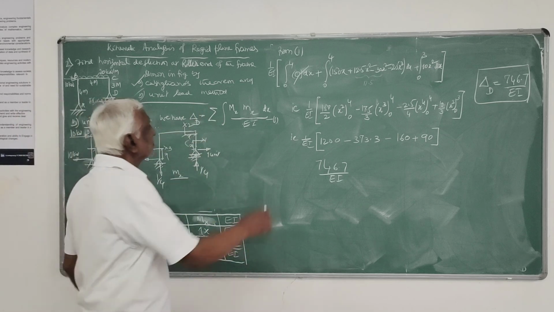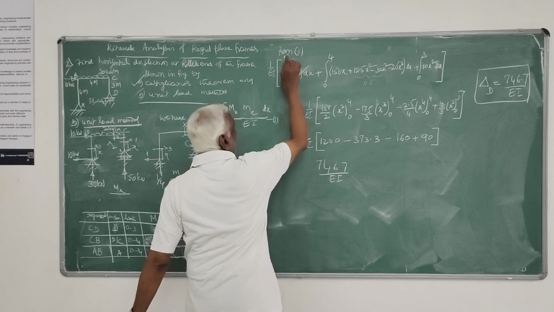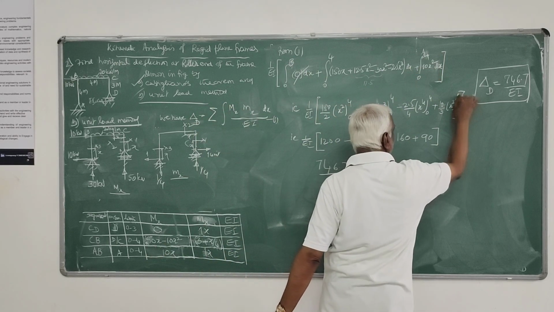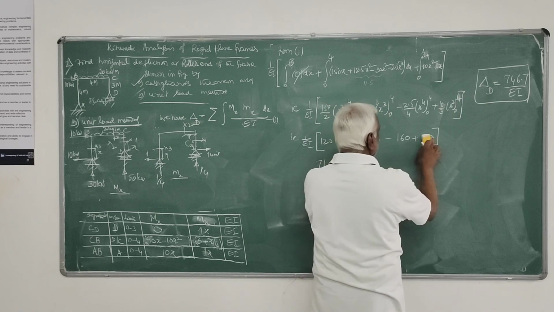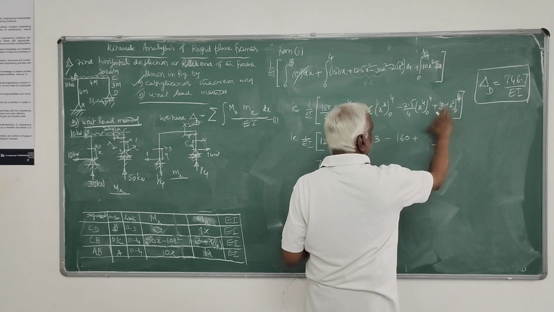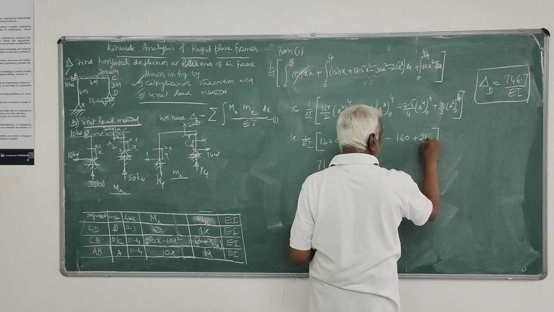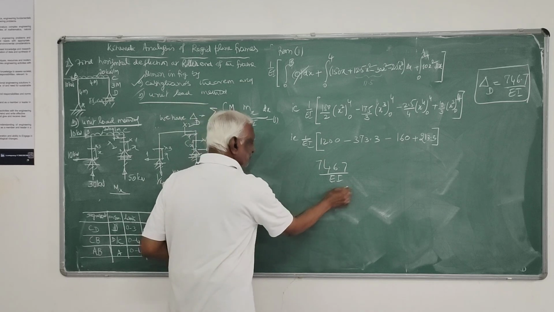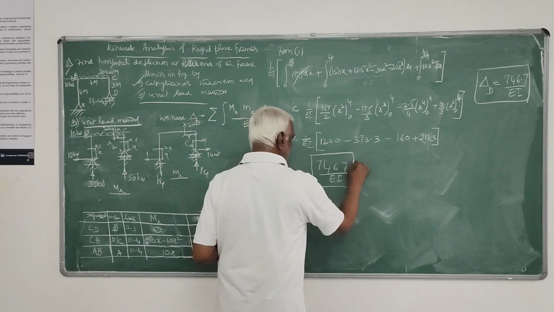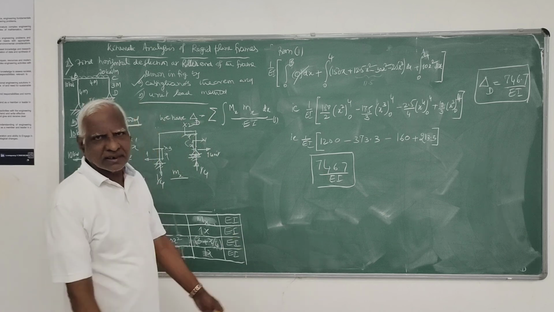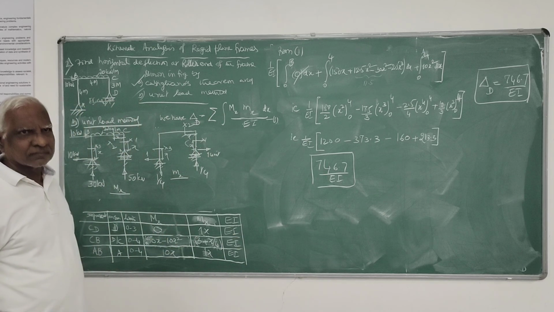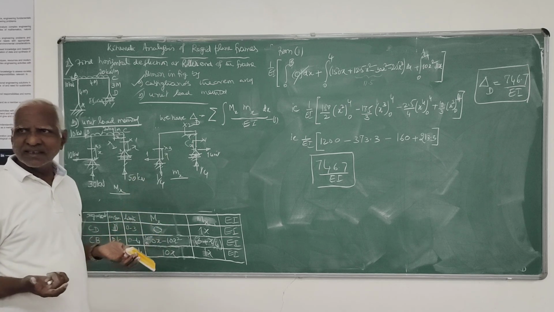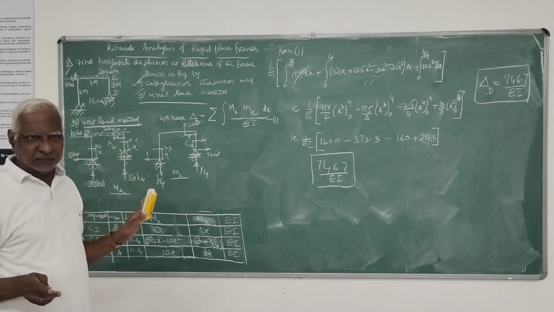The first one gets cancelled. That is 0 to 4. Now it will be corrected, this is 0 to 4. This is 4 cube, 64, 640 by 3, 213.3. Now you simplify: 213.3 minus 160 minus 373.3 plus 1200. Whatever may be the problem, you have to get it.